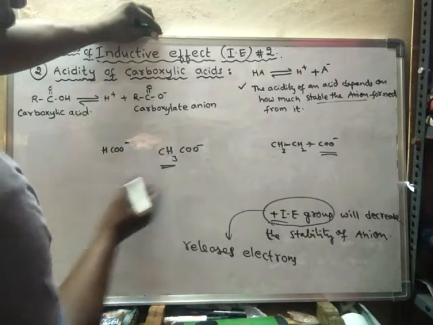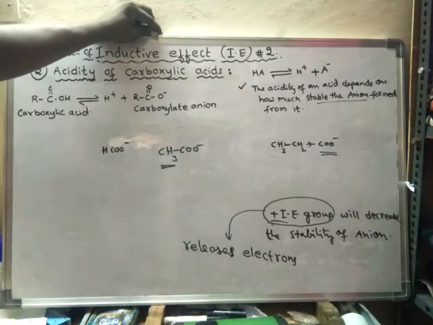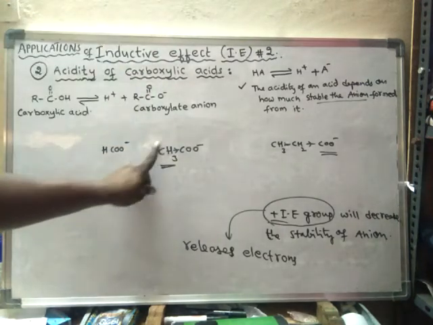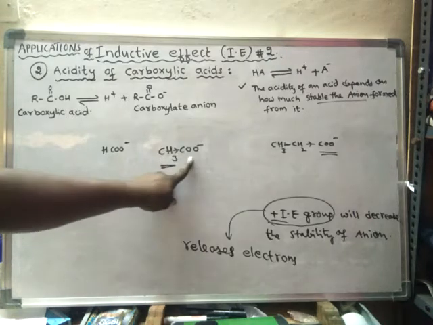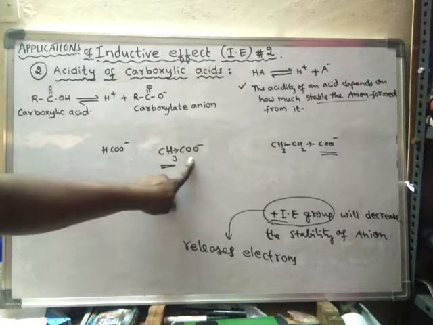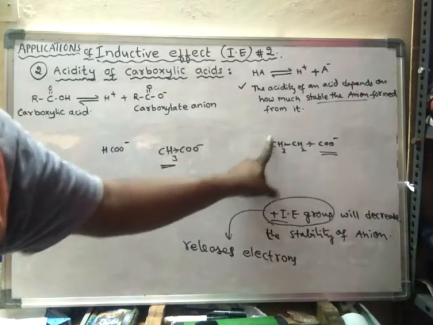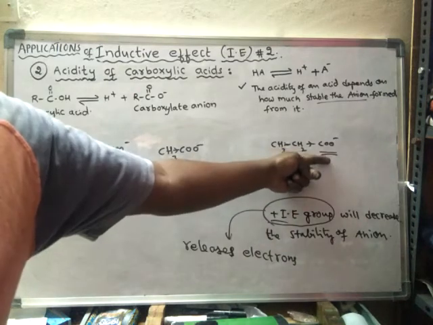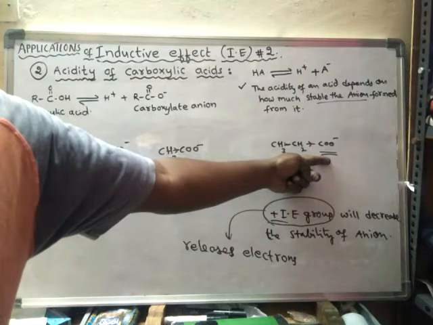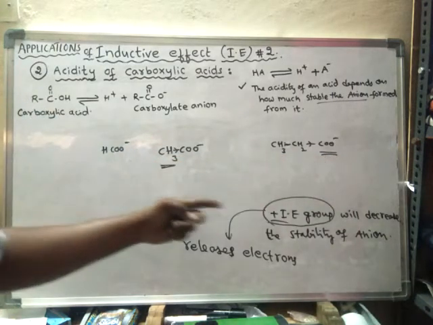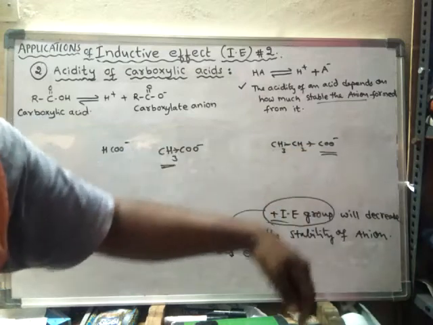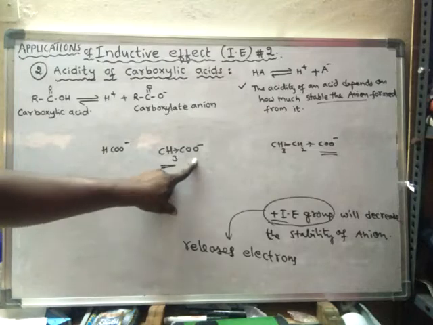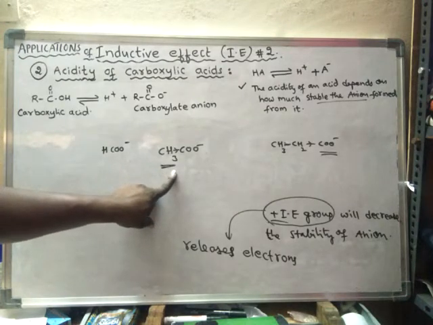So here a methyl group is present. Even the methyl group is also a plus I effect group. It also pumps electrons into this one. But the electron density pumped by this methyl group onto this COO minus is less when compared to the electron density pumped by the ethyl group onto this one. So the ethyl group will release more electron density onto this one, so it will be least stable. Its stability is very much affected.